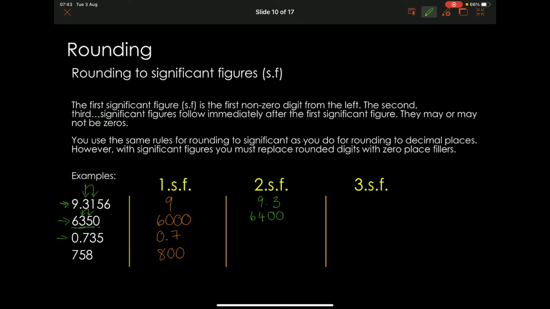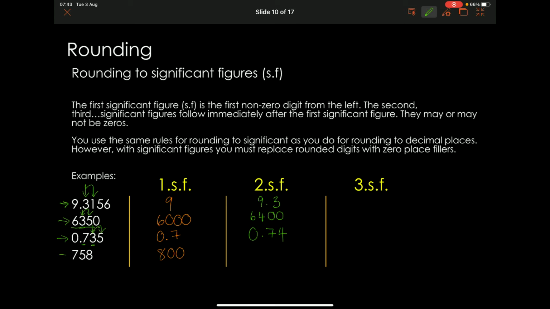Okay, so looking at the next one, the second significant figure is actually 3 because the first significant figure was 7. It couldn't be the 0. So the second significant figure is 3. Then we'd look at the digit on the right and that's a 5. So that 3 would round up to a 4. So it'd be 0.74.